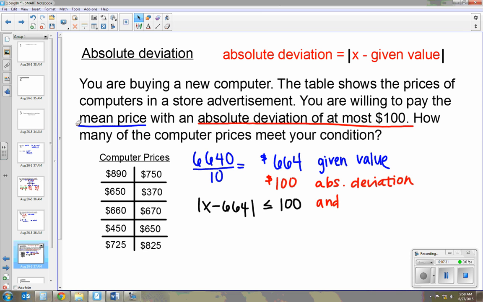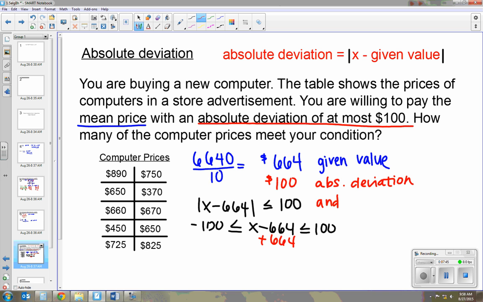So we can write this equation as negative 100 is less than or equal to x minus 664, which is less than or equal to 100. And now we can solve. We're going to add our 664. And our solution is going to be 564 is less than or equal to x, which is less than or equal to 764. So what you're willing to pay is between 564 and 764.